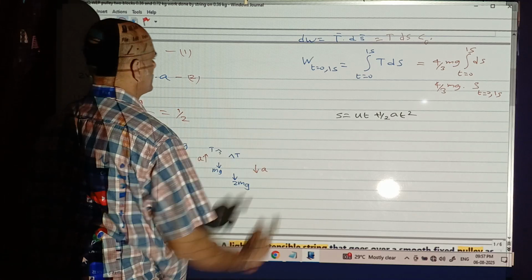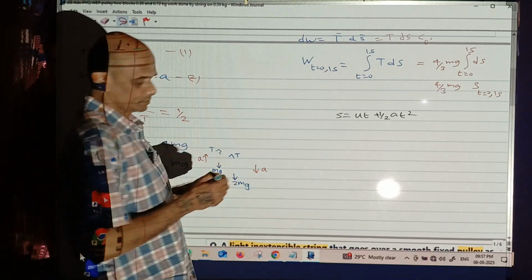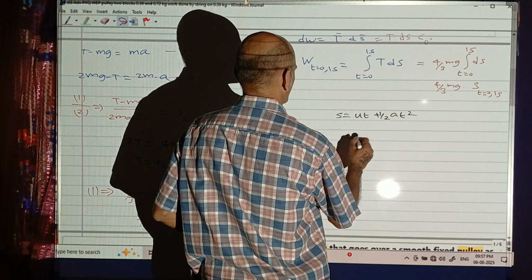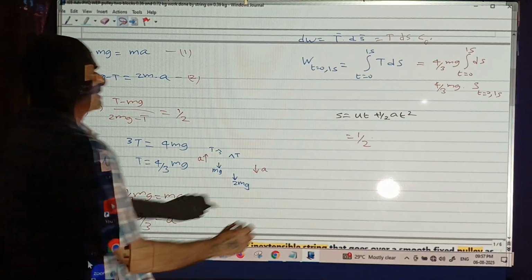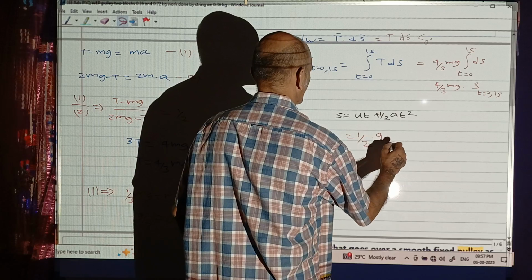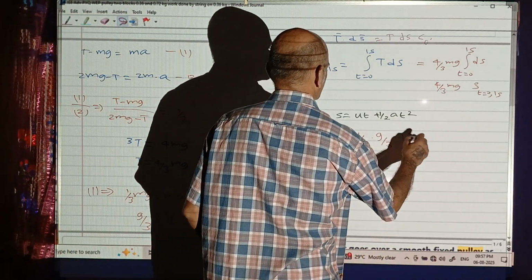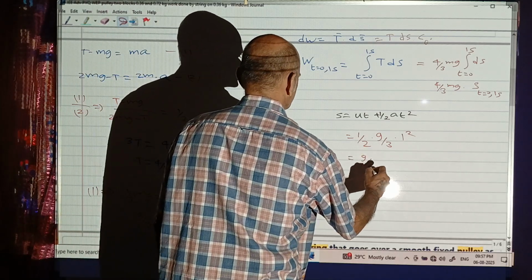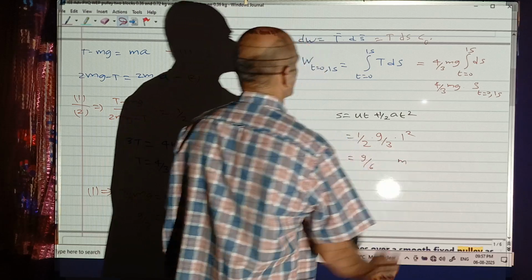So this equation is valid, and starting from rest, u is 0. So the first term is 0, and only the second term will come. Acceleration we have found as g by 3, and t is 1 second, from 0 to 1. So displacement is g by 6. If g is in SI units, it will be in meters.